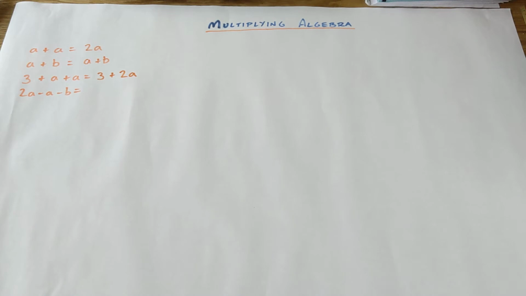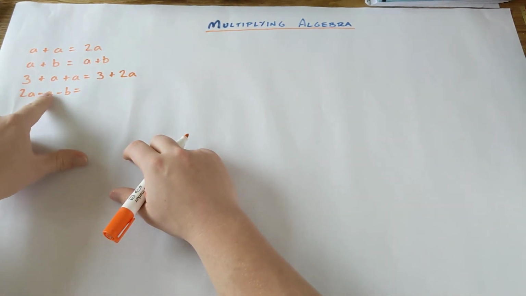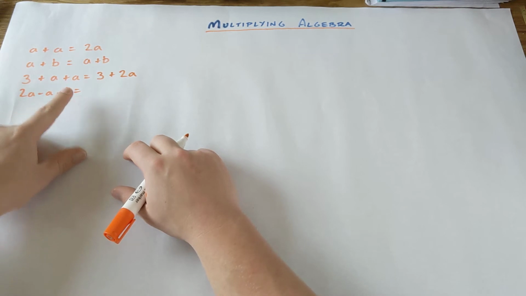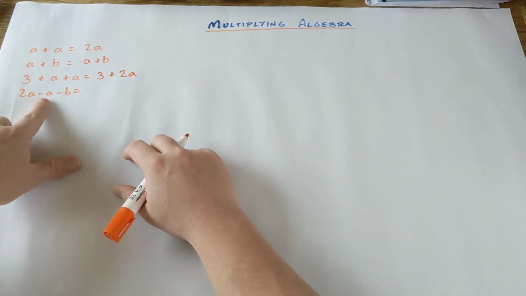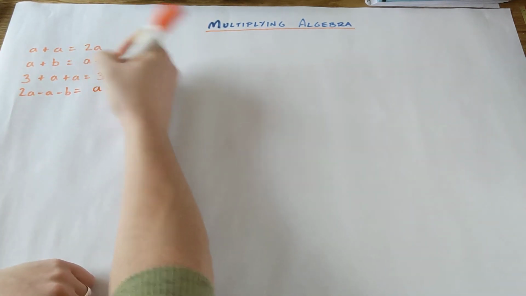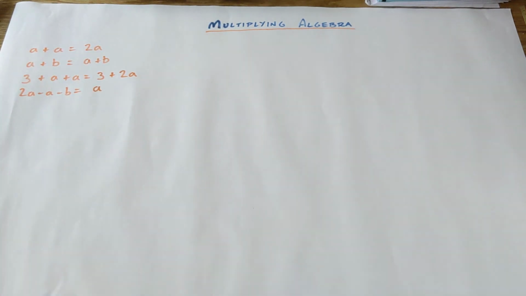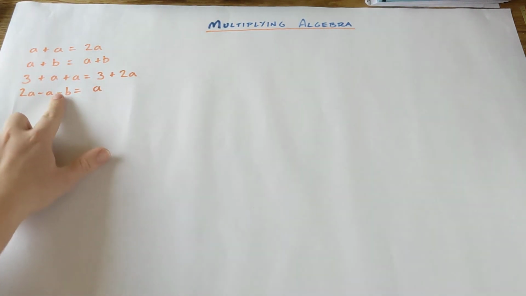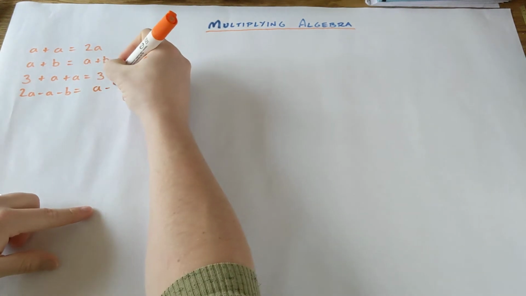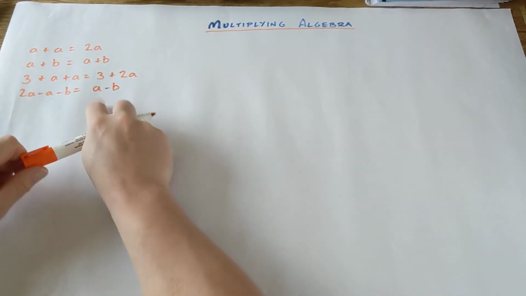And same when we're taking away. Here, I've got 2A, take away B. Let's deal with the A's first, because they're the same. So I've got two lots of A, take away an A. That will give me 1A, and we don't bother to write the 1 in front, because we don't need it. And then I've still got my take away B, and I can't do anything more with those because they're different letters.